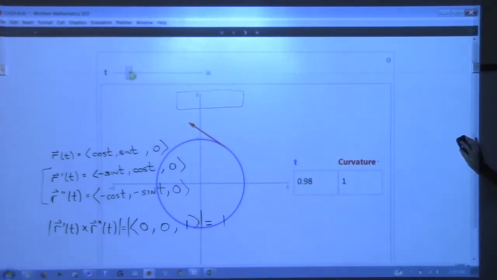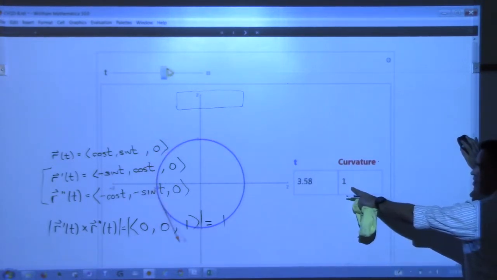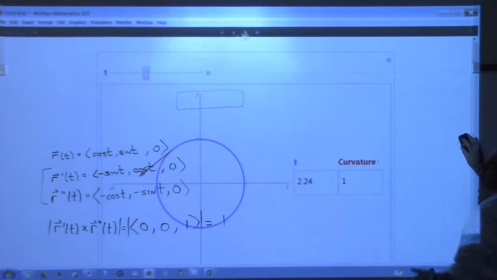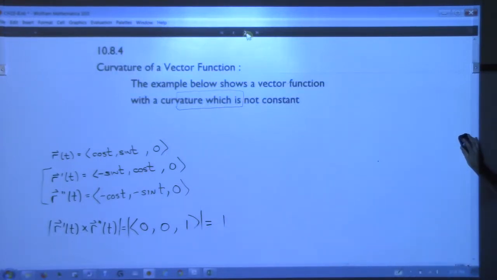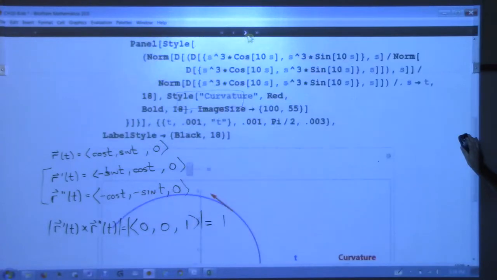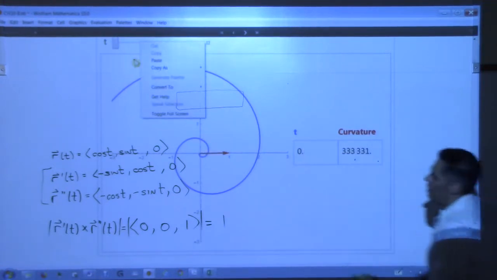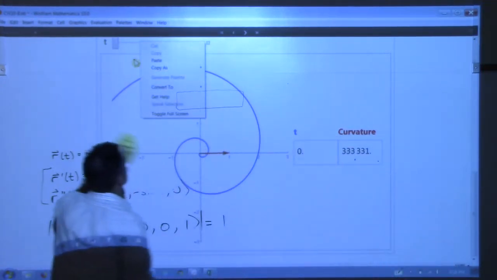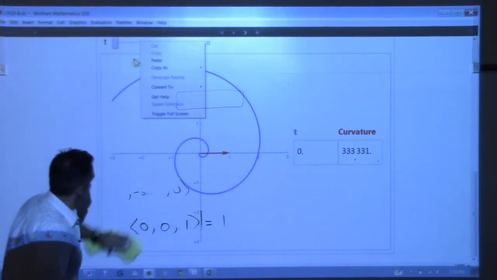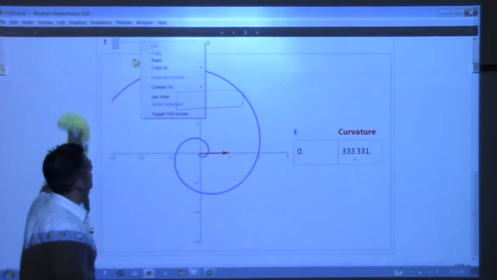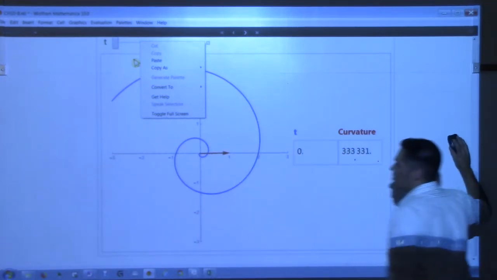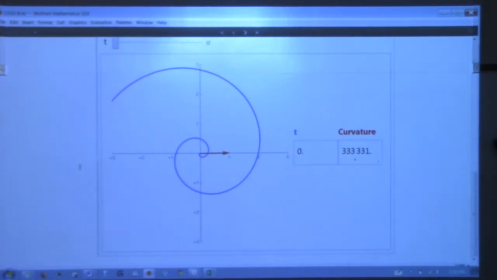So look at this. As I move around, I'm having my computer calculate the curvature, and notice it's not changing. Now, compare that to this one. I'm at t equals 0 right now. I'll show you the vector function in a second, but look at that vector function. It's definitely not drawing a circle, right? So look at my curvature right at the beginning.